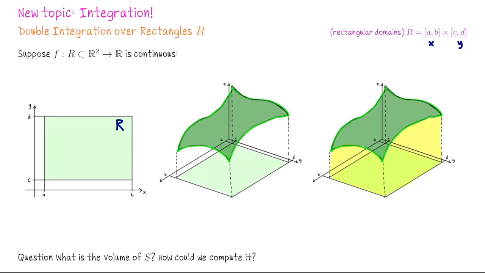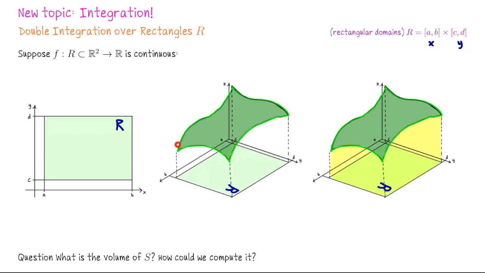So I can superimpose R in R3 by imagining that this rectangle is down here. Try to rotate my R so that you can see how that works. So our rectangle goes from a to b on the x-axis and from c to d on the y-axis. And then when we get over to it in this third picture, there's R again.